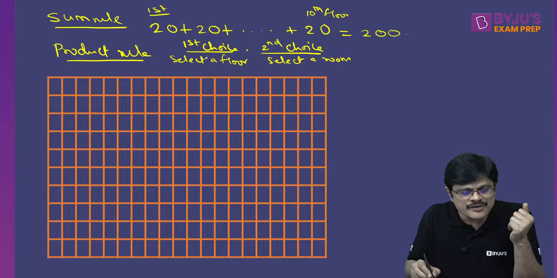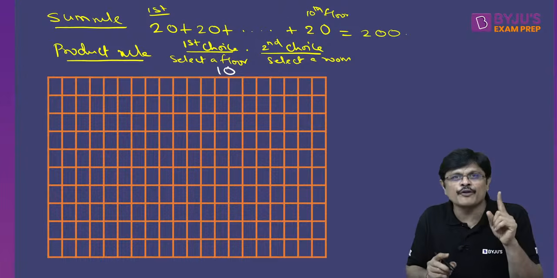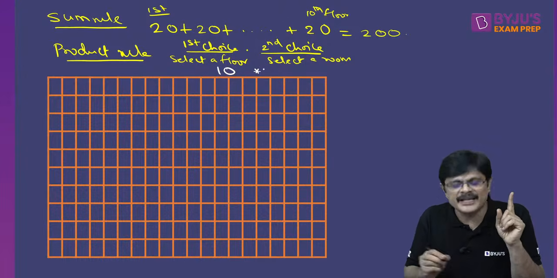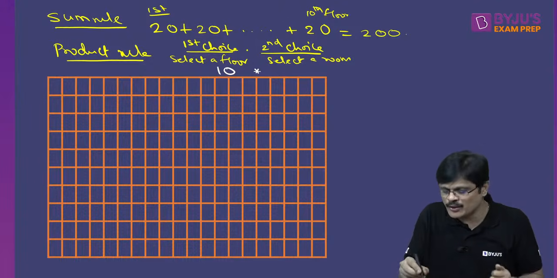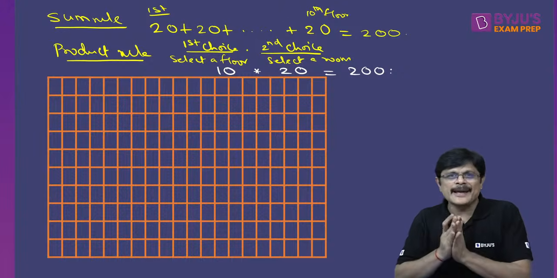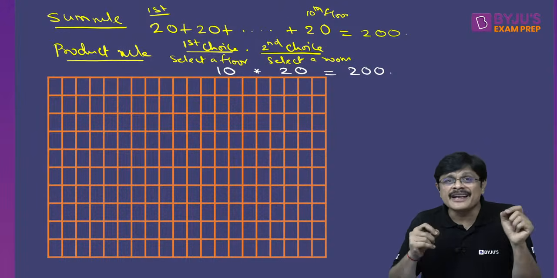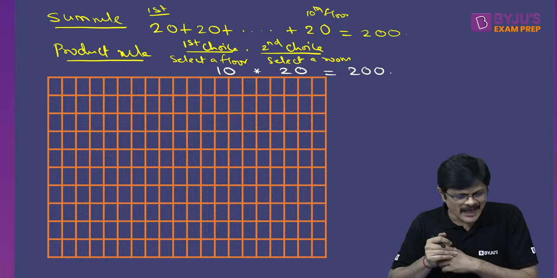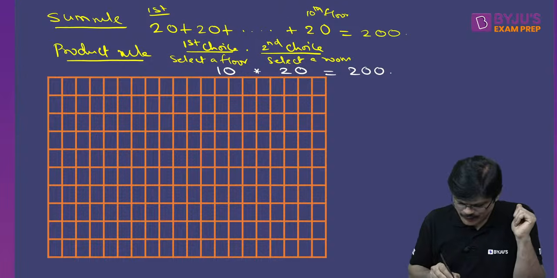Select a floor. How many ways can you select a floor? Because there are a total of 10 floors, you can select a floor in 10 ways. For each of these 10, how many ways can you select a room? Because in each floor, how many rooms are there? 20 rooms are there. So the answer would be 200. So the same problem can be solved using the sum rule or the product rule. It depends on the nature of the problem, my dear friends. Am I clear? So the answer is perfect, Sahil. That is the correct answer. Good.